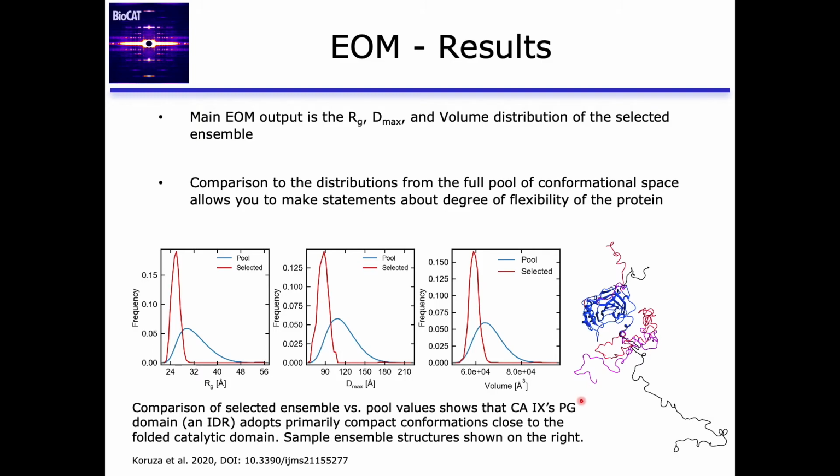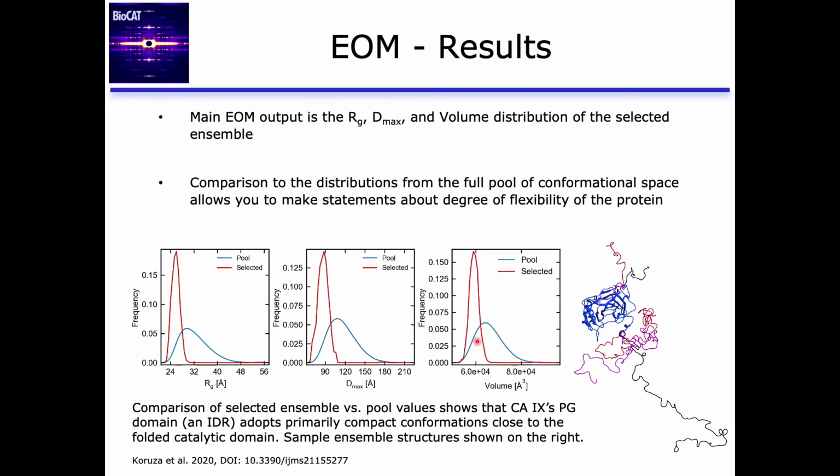So this was a case where we were looking at a system that has a folded catalytic domain, shown here in blue, and then this intrinsically disordered region, shown here in a variety of colors. These are different structures output by EOM, but more importantly, we have the distributions output by EOM. In blue, we have the distribution of sizes, in this case radius of gyration, from our pool. So this is all the conformations that the protein could be in solution. And in red, we have the selected conformations, the conformations that it actually is adopting in solution, the ones that fit our scattering data.